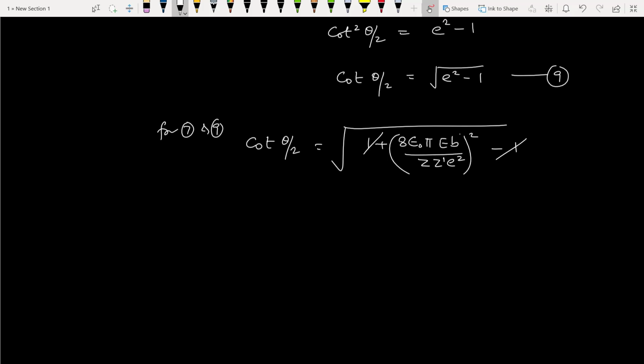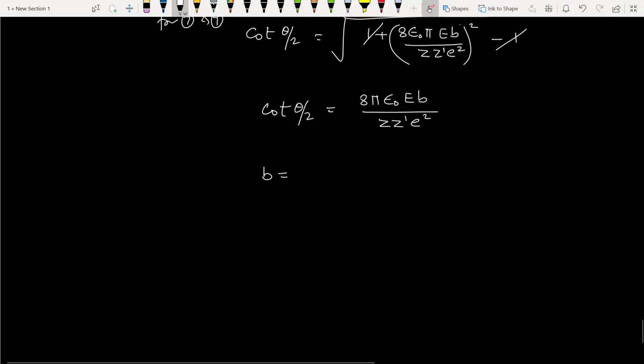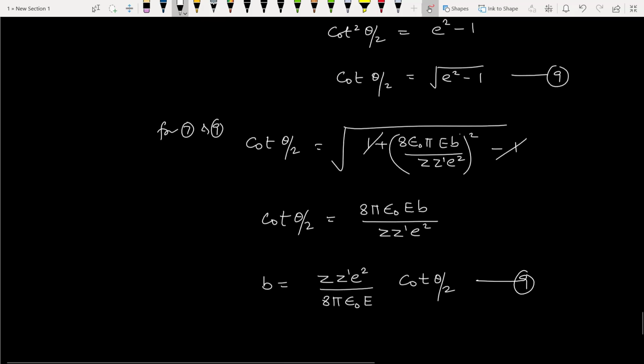So this cancels out, square root and square again cancel out. So we will get 8 pi epsilon naught e b upon z dash e square. And from this we can get the value of small b as z dash e square divided by 8 pi epsilon naught e, cot of theta by 2. So we mark this as equation number 10.